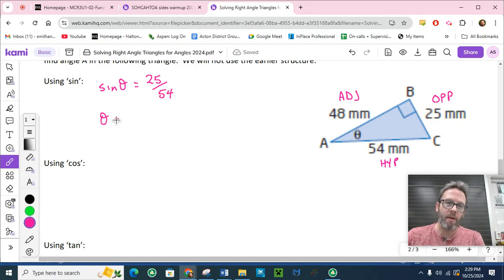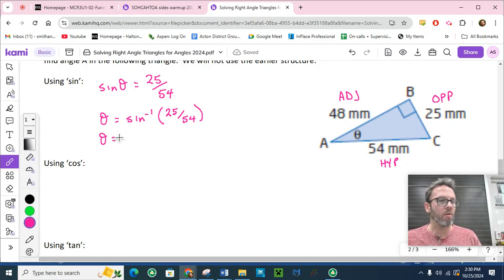And then to get theta, we'll be doing inverse sine. And then I'm just going to use 25 over 54. I don't think you need to get that decimal. I mean, 10 years ago, when not everybody had a display calculator, maybe we get the decimal, but you can punch that in exactly as you see it.